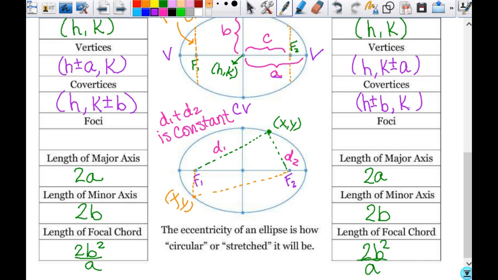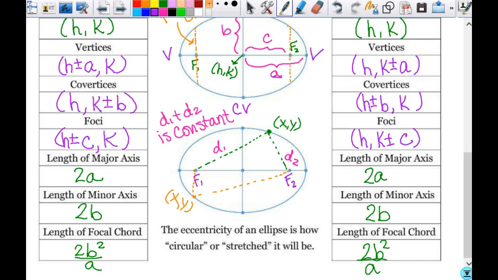Then my foci, they're always along the major axis. So they're going to have the same type of thing happening to them that the vertices do. So the K value is the same. But I don't go all the way to A. It's H plus or minus what? C. And here, H doesn't change, but it's K plus or minus what? C. We all good so far?